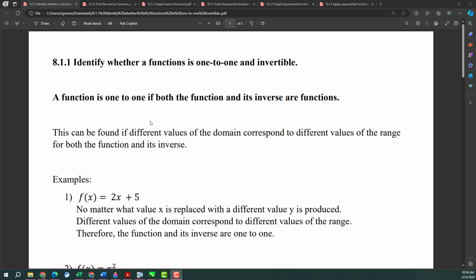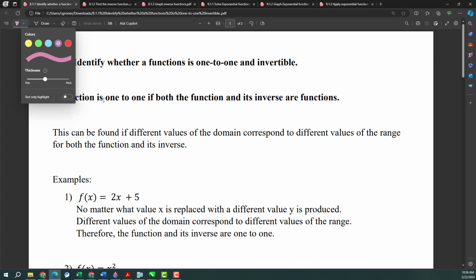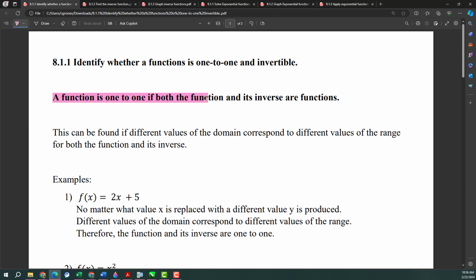So starting with 8.1, we are going to identify whether a function is one-to-one and invertible. It says right below that a function is one-to-one if both the function and its inverse are functions. So this can be found if different values of the domain correspond to different values of the range for both the function and its inverse.